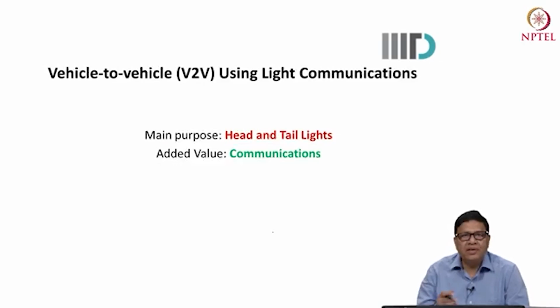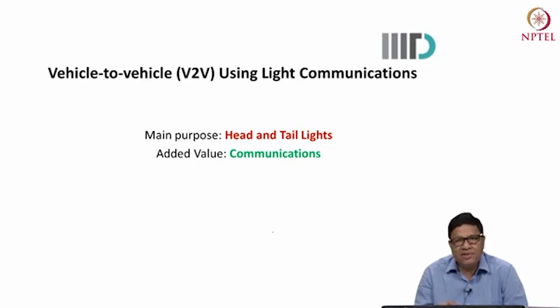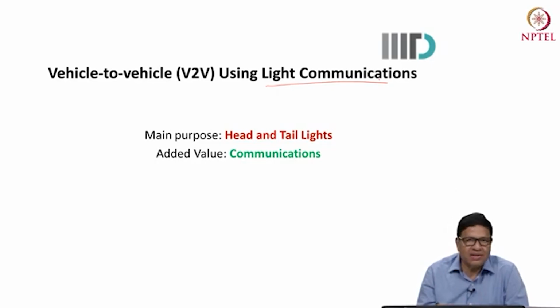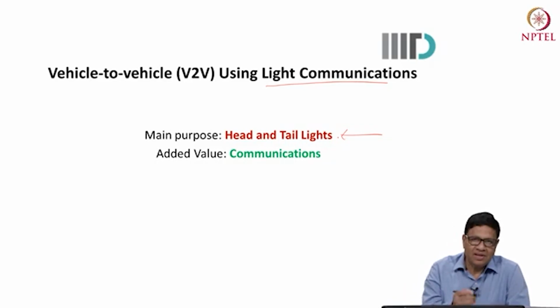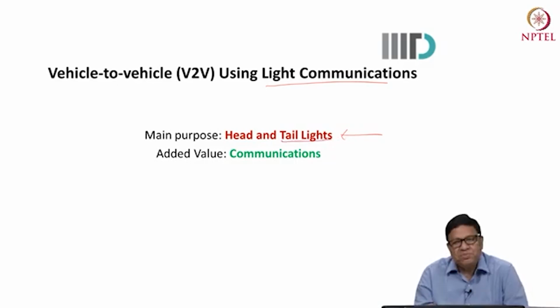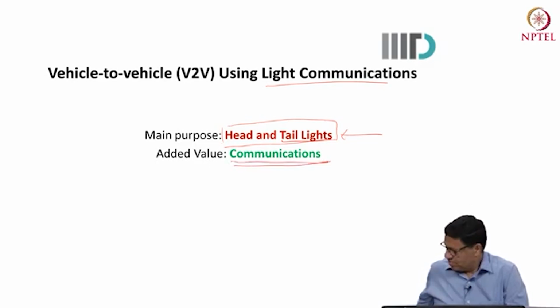So now let us see another mode of communication between vehicle to vehicle. Here we will discuss how the system performs using light, if you use the headlight and the tail lights of the vehicle. The main purpose of the headlight is illuminating the road, and the tail light is just to tell other vehicles about your position. So they have different purposes, but we want to exploit this head and tail light infrastructure, which is already there in the car, for communications. This is what we want to explore here.